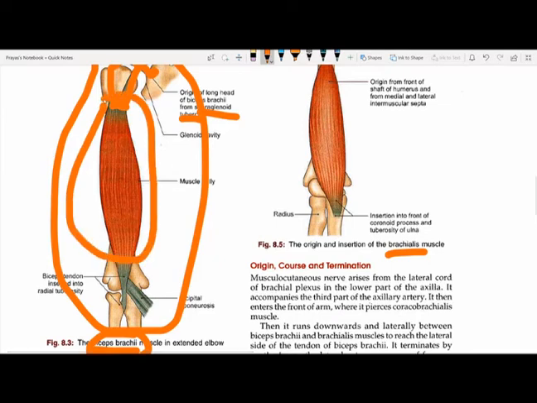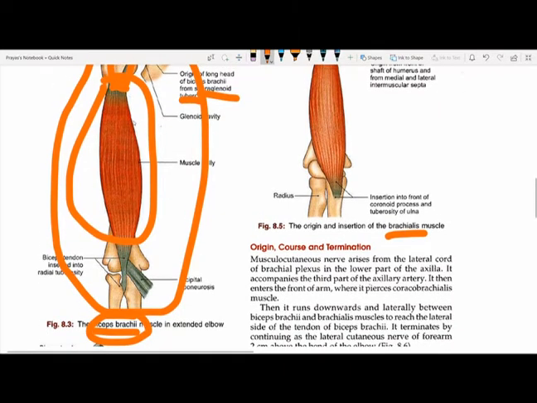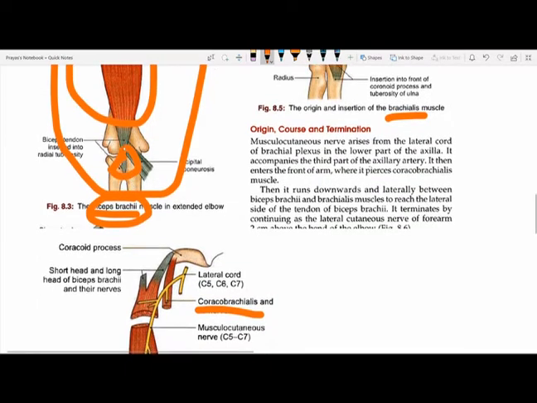It lies at the front, or the anterior part, of your arm. It covers the whole shaft of the humerus, and at last it terminates at the radial tuberosity. So after the humerus, the bones of your forearm are radius and ulna. So this one terminates at the radius, or radial tuberosity.